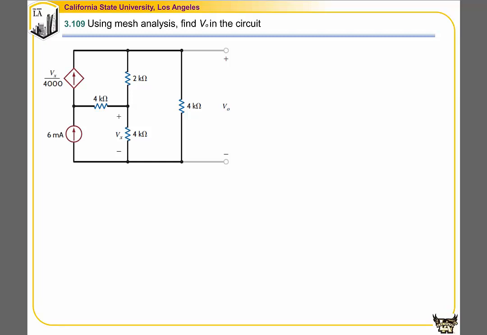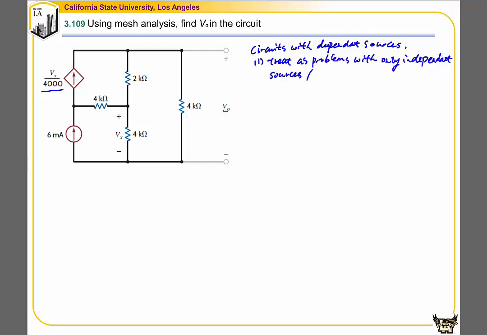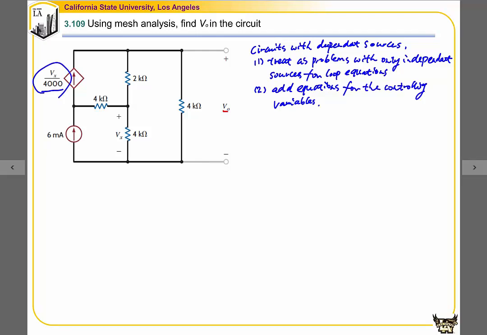In this example, we're going to use a mesh analysis to find V0 for circuits with dependent sources. We'll first treat it as a problem with only independent sources for loop equations, then add equations for the control variables. In this example, since this current source depends on Vx, Vx is our control variable. So Vx will be written in terms of the loop current that we defined. So let's look at this problem.